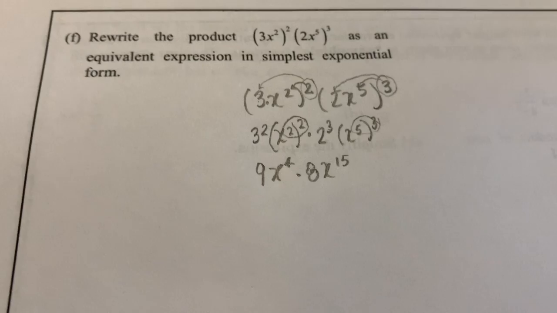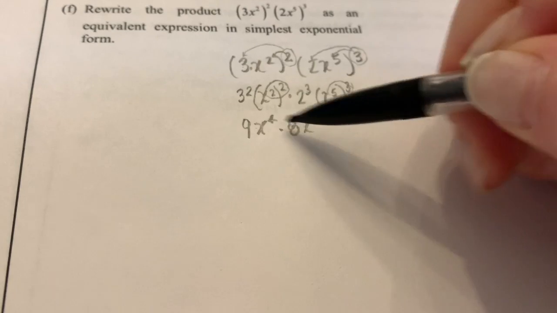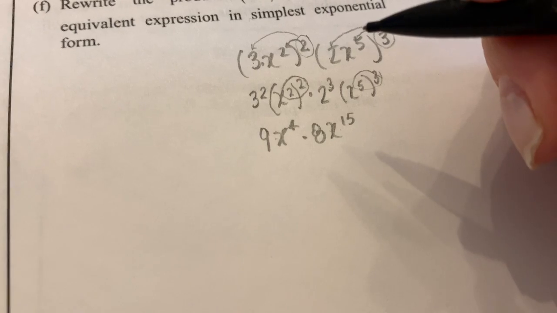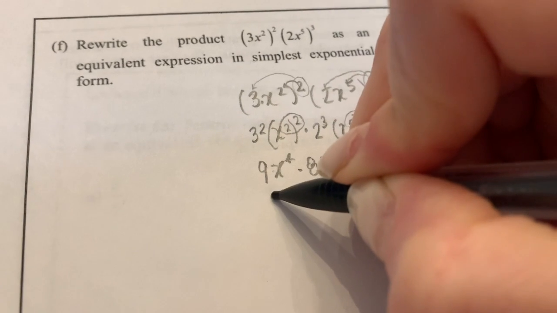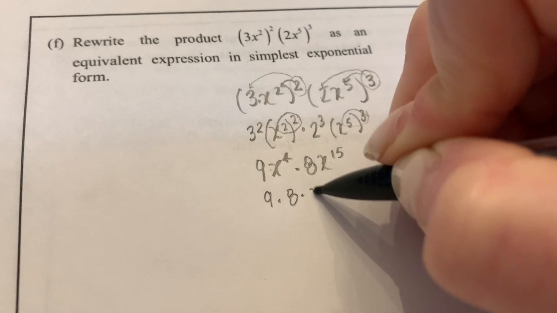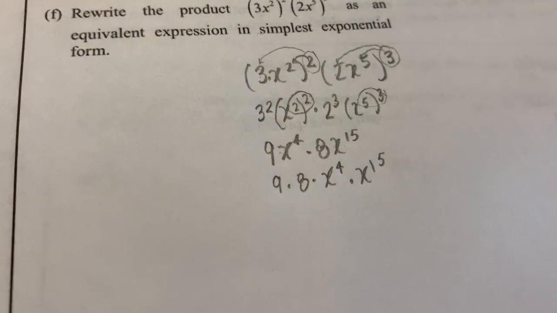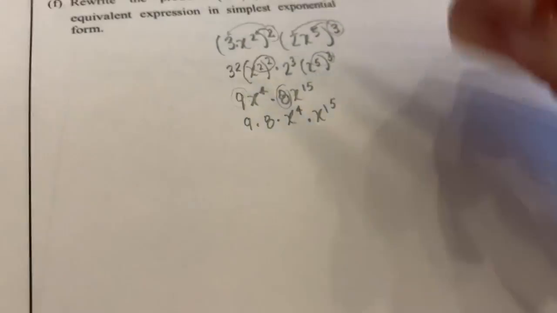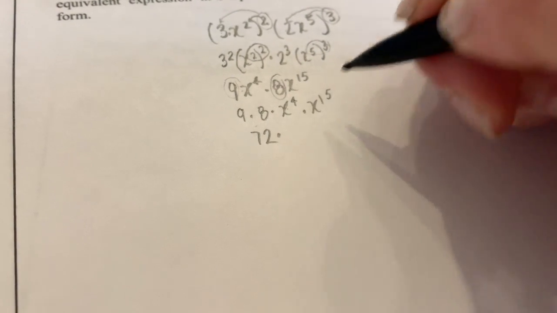Now this is still not in simplest form because I now have 2 terms that have the same base, so I can use my multiplication rule. I'm just going to show you what I do. I use the commutative property to put the 2 coefficients together and the variables together. So I'm just going to do 9 times 8 in the front and then take my 2 exponents, x to the 4th times x to the 15th. You can skip this step if you want, as long as you know that you can multiply the 9 and the 8 together.